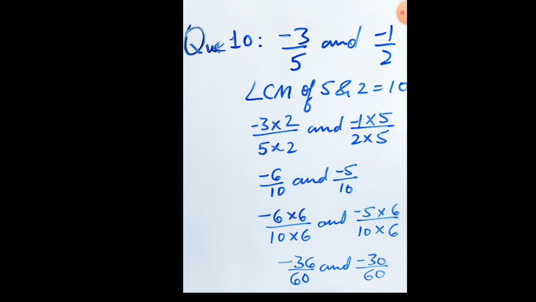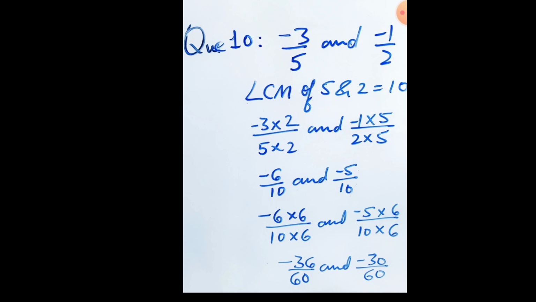-3 by 5 and -1 by 2. We need to find 5 rational numbers between them. And here the denominators are not equal, so we'll make them equal by finding the LCM. So the LCM of 5 and 2 will be 10. So write 10 right here. Then we think the same as before: what should be multiplied with the denominator to make it equal to the LCM? So 5 into 2 is 10. The same we multiply with the numerator also. Now 2 how many times is 10? 5. So the same we will multiply with the numerator also. So now these are -6 by 10 and -5 by 10.